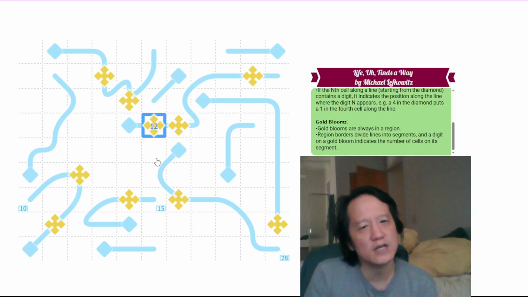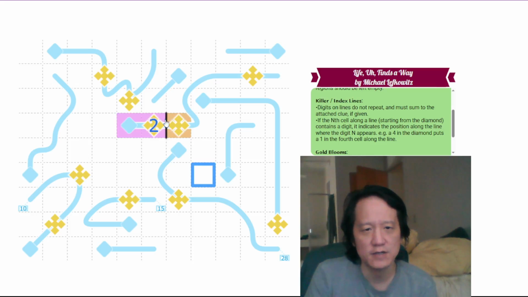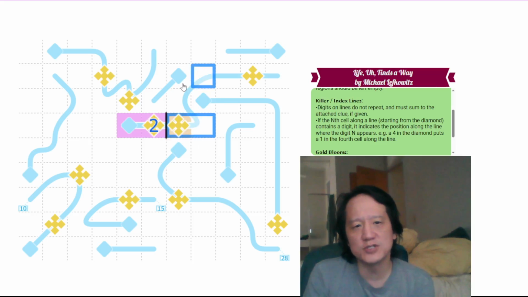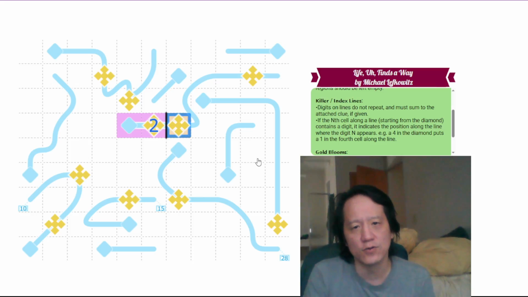Wait. If this is 1, that means this has to be a digit, right? Yeah, because 2 would have to be in the first position. So this can never be 1. Therefore, it is always 2. That always is the case then. So 3 has to be somewhere along this line. It could be here. So this is either 1.